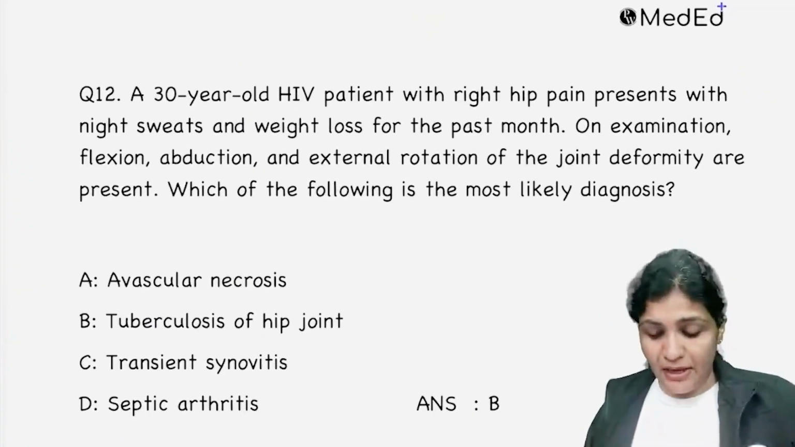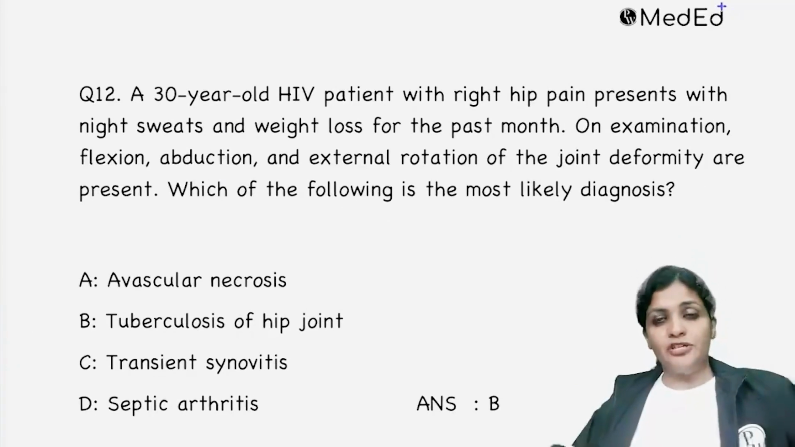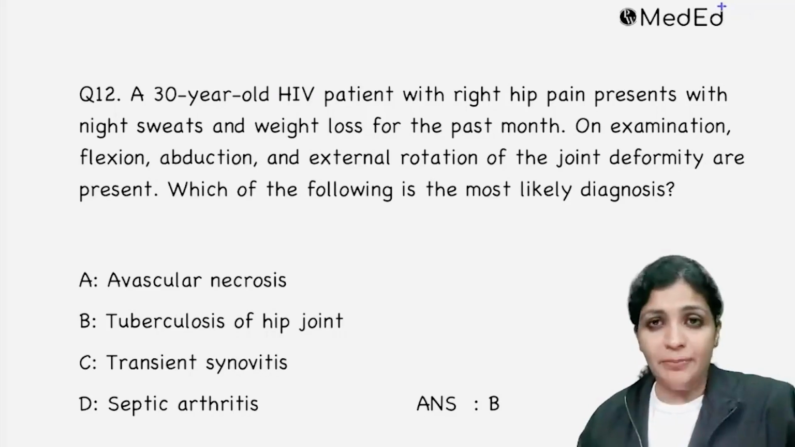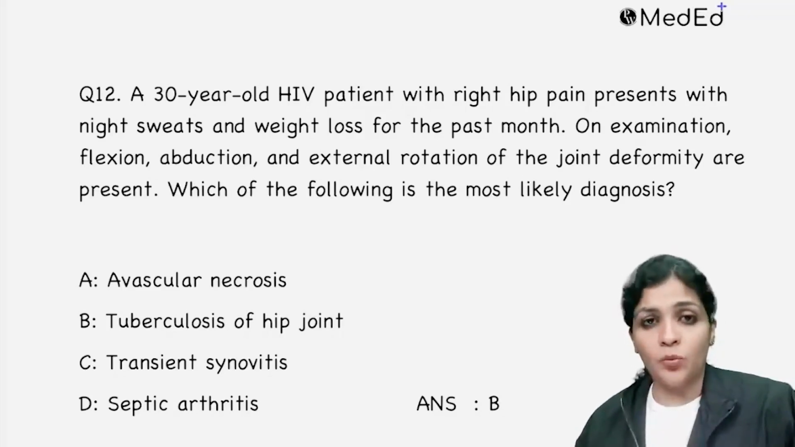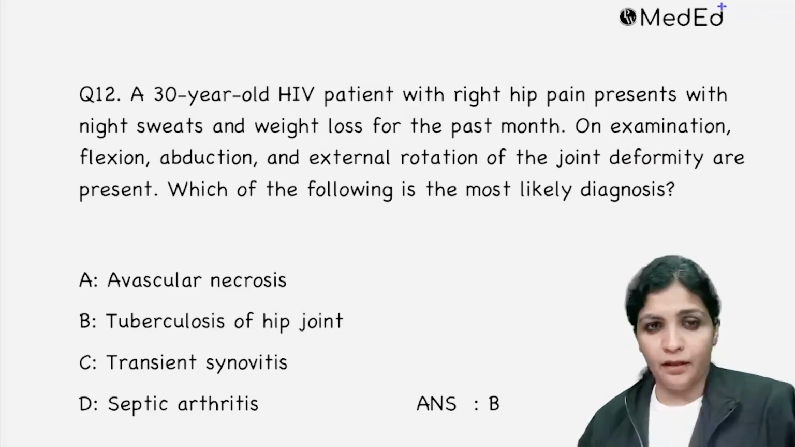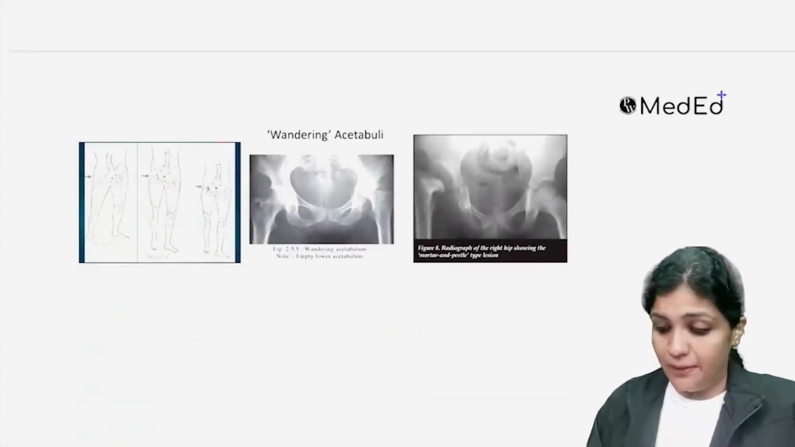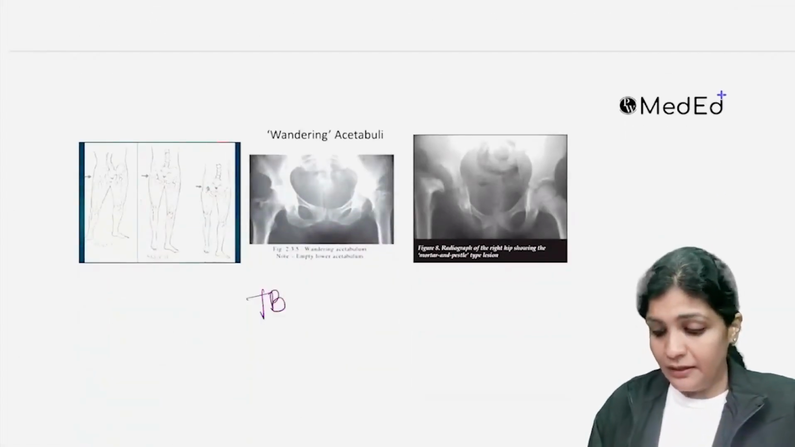Next question. A 30-year-old HIV patient with right hip pain presents with night sweats and weight loss for the past month. On examination, there was a deformity, that is flexion deformity, abduction, and external rotation. What would be the most likely cause? Right? So we already know this is tuberculosis of the hip. It is a very important topic. Again, the tuberculosis of the hip joint.